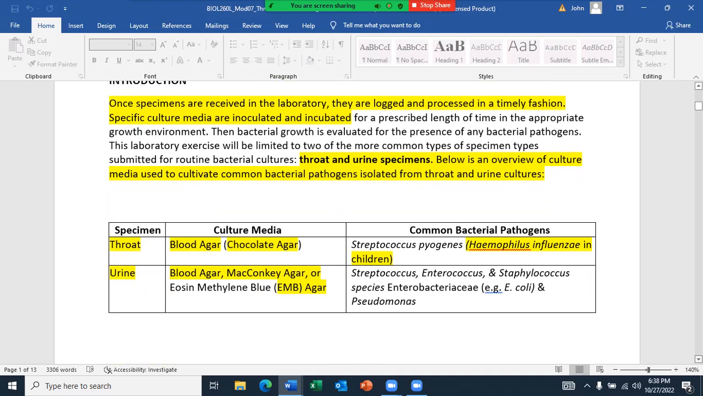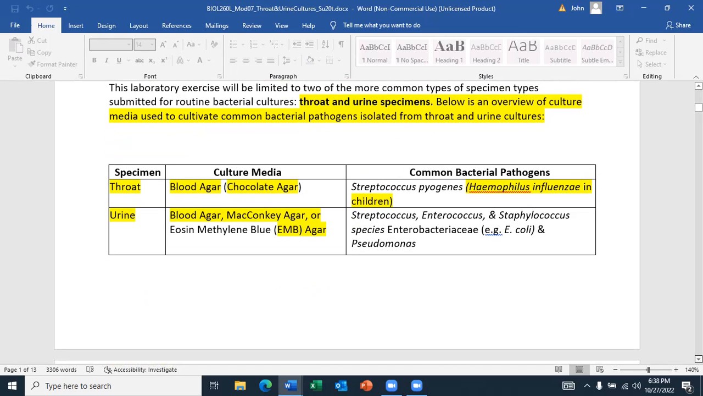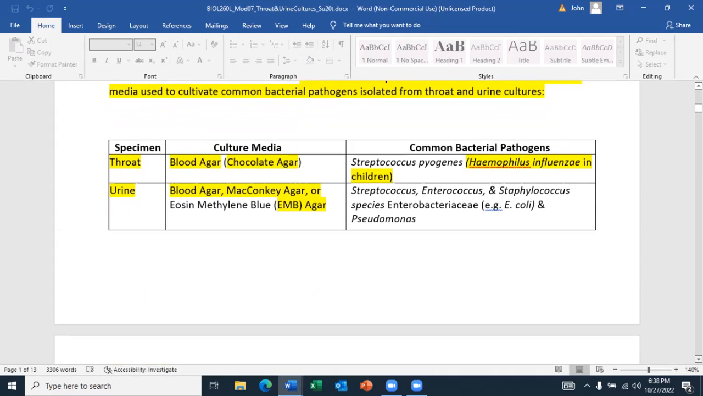Once specimens are received in a lab, they are logged and processed in a timely fashion. The specimen will be grown on specific culture media that are inoculated and incubated for that specimen. We're going to talk only about throat and urine specimens today. Below is an overview of the media that are used to cultivate common bacterial pathogens isolated from the throat and urine cultures. For the throat, we really only have 2 culture media that are common for throat pathogens.